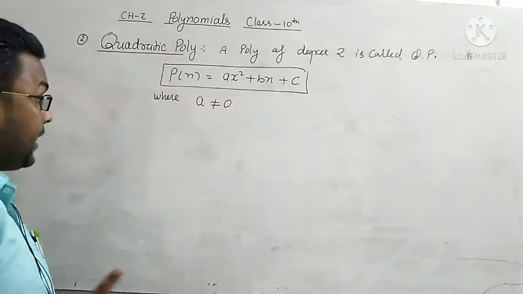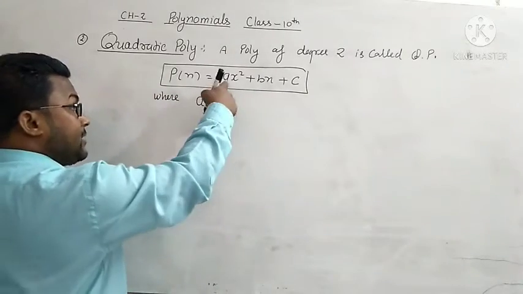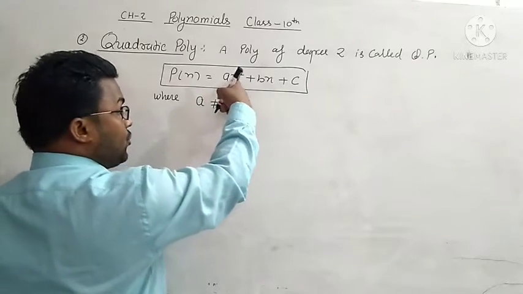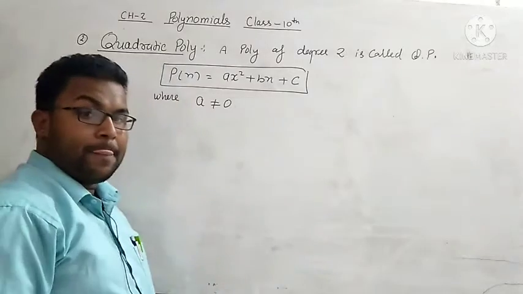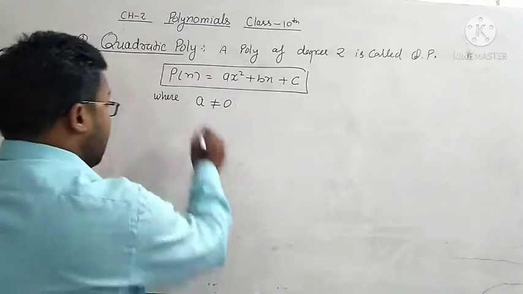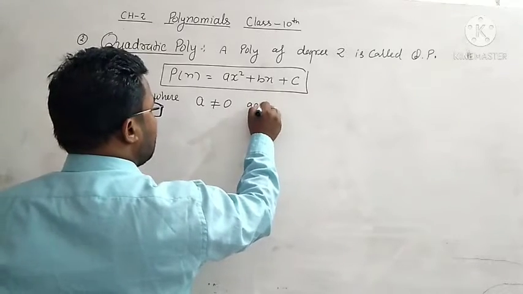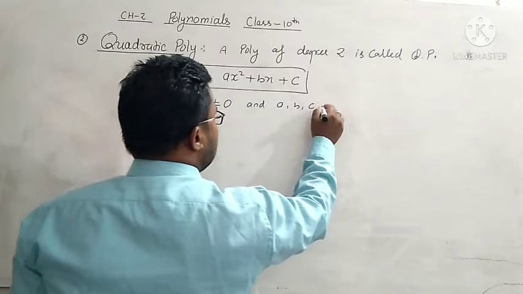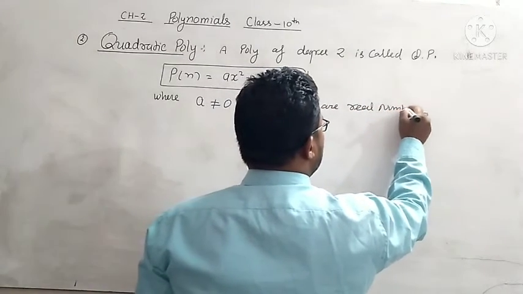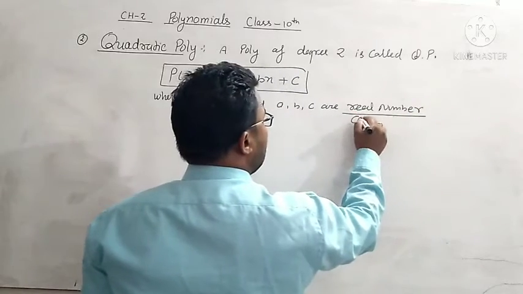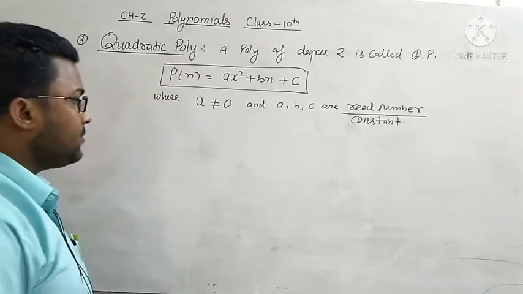So important, a not is equal to 0. a की वैल्यू कभी भी 0 नहीं होगी. If a is equal to 0, then x square is also 0. So given the polynomial ax square plus bx plus c, and bx plus c is also defined a linear polynomial. So then a not is equal to 0 and a, b, c are real numbers. कैसे नंबर्स होते हैं? रियल नंबर या कांस्टेंट. तो a, b, c is also defined the real numbers.